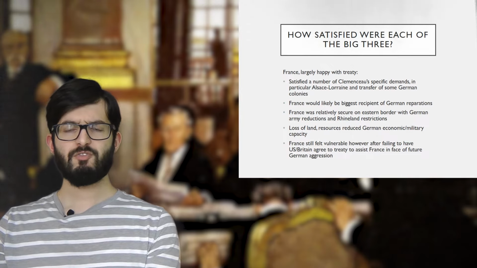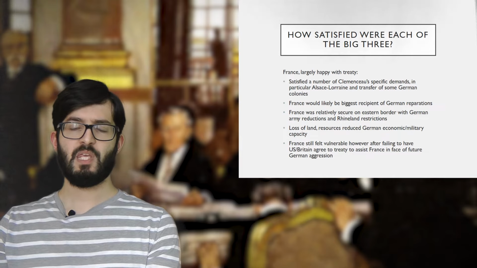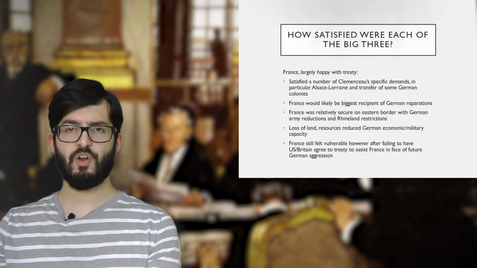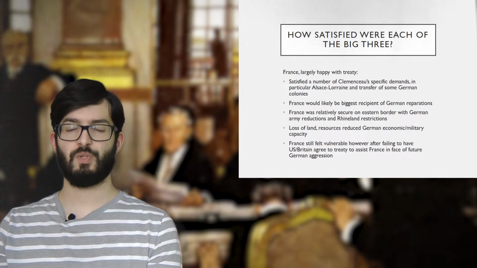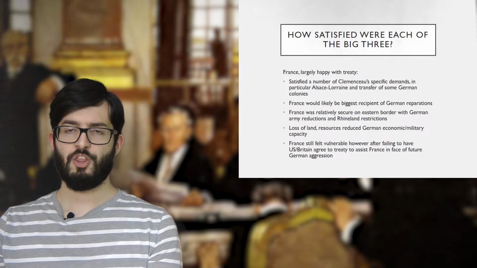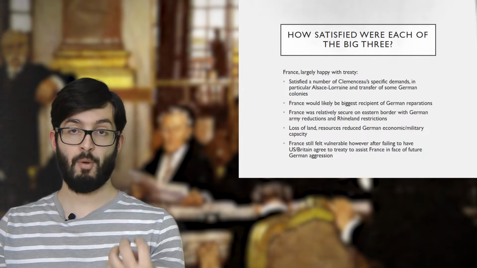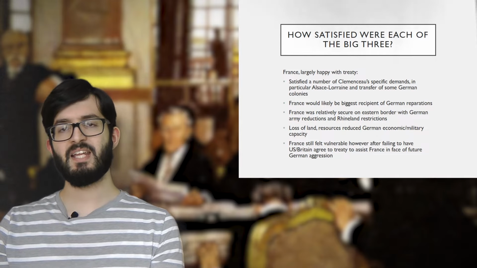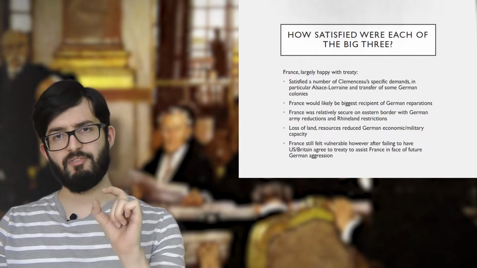And so France as a country were largely happy with the treaty. They didn't get everything they wanted, but for the most part, the terms that were agreed were designed to give France what they wanted, aka security and some degree of revenge, though the revenge aspect of it wasn't so prominent in the treaty itself. So first of all, the treaty satisfies a number of Clemenceau's specific demands.